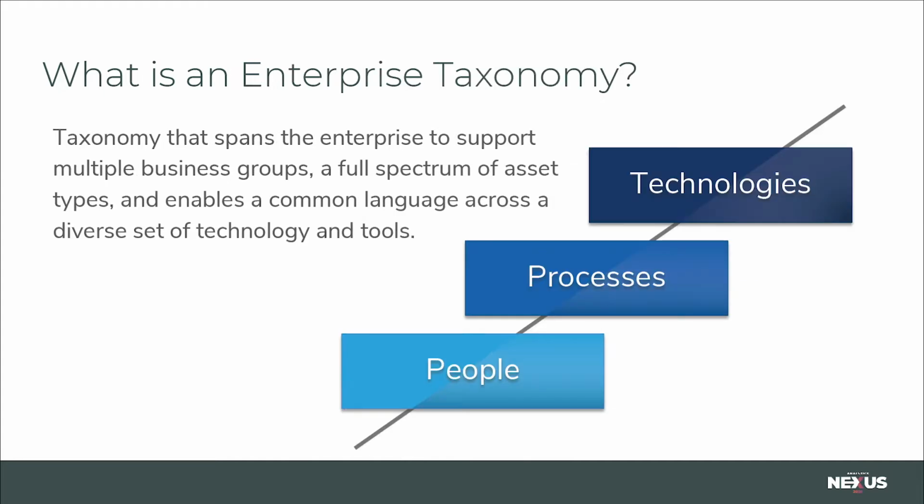But what do we mean by an enterprise level taxonomy? An enterprise taxonomy is language that spans business groups and activities, such as different types of marketing activations. Enterprise taxonomies are applied across a range of assets or content types. An enterprise taxonomy is implemented as the common language across multiple systems within an organization.